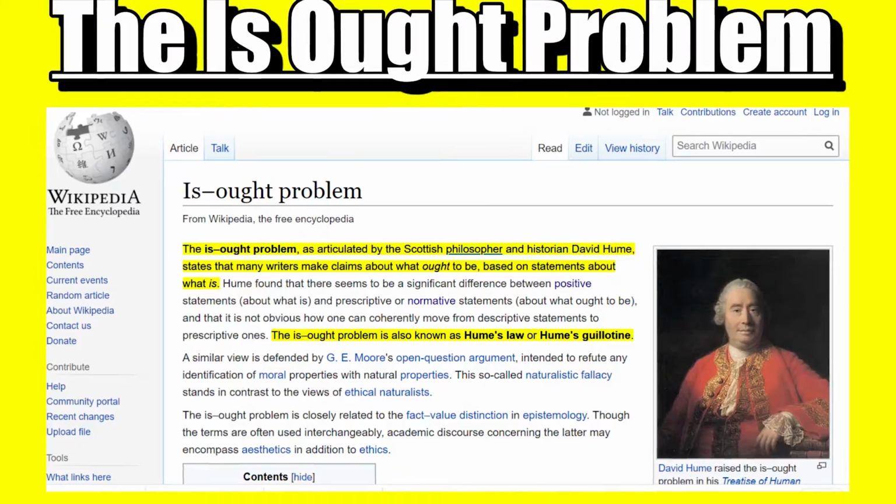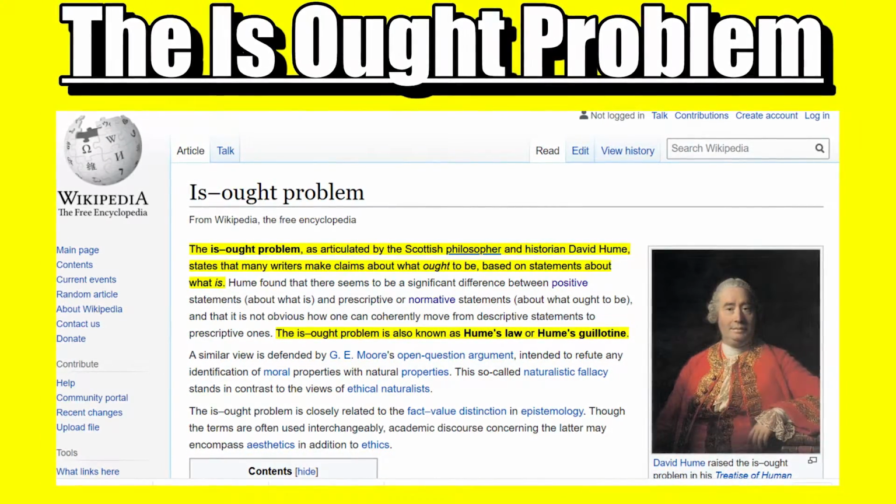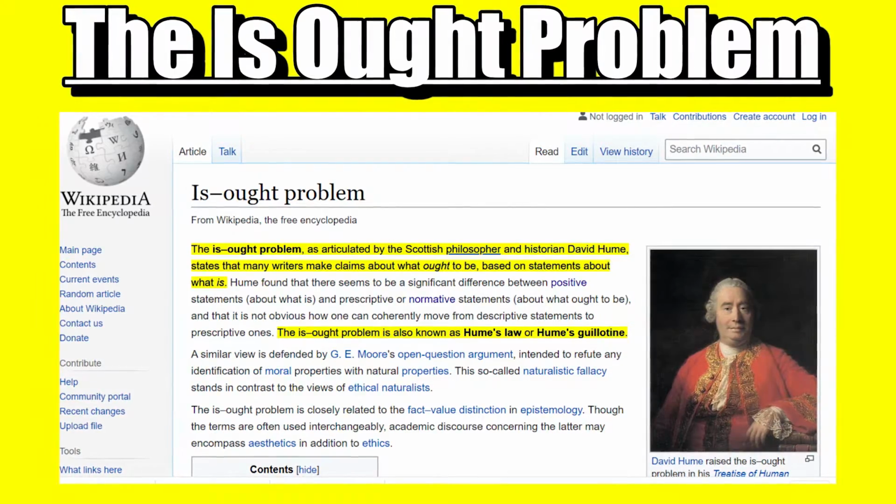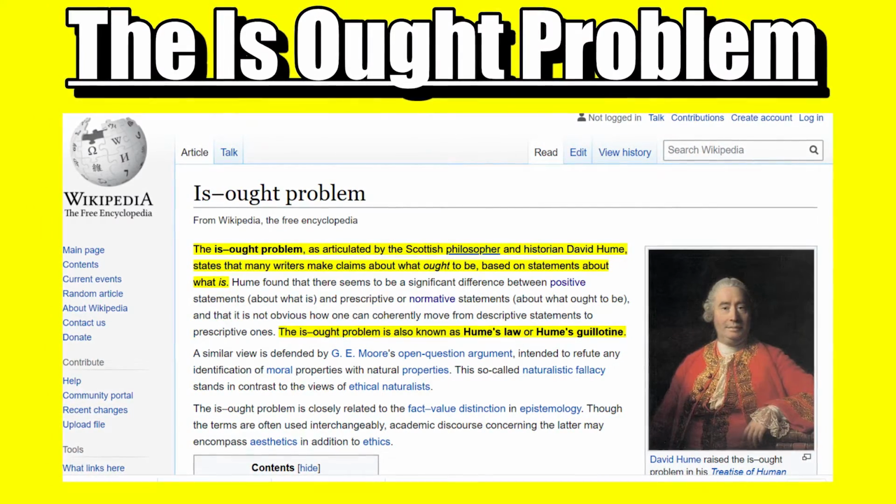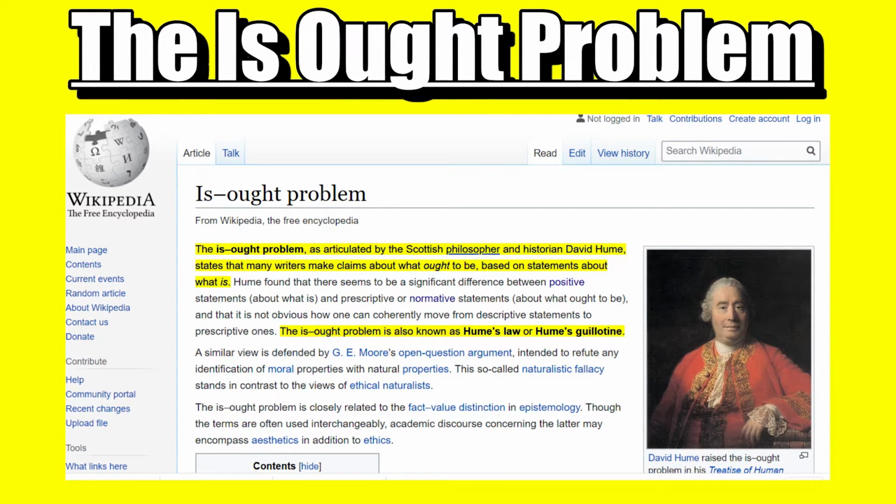So today we're going to be talking about David Hume's is-ought problem. According to Wikipedia, or just about any source you can find, the is-ought problem, as articulated by Scottish philosopher and historian David Hume, states that many writers make claims about what ought to be based on statements about what is. Hume found that there is a significant difference between positive statements about what is, factual statements, descriptive statements, and prescriptive or normative statements about what ought to be, and that it is not obvious how one can coherently move from descriptive statements to prescriptive ones. The is-ought problem is also known as Hume's law or Hume's guillotine.